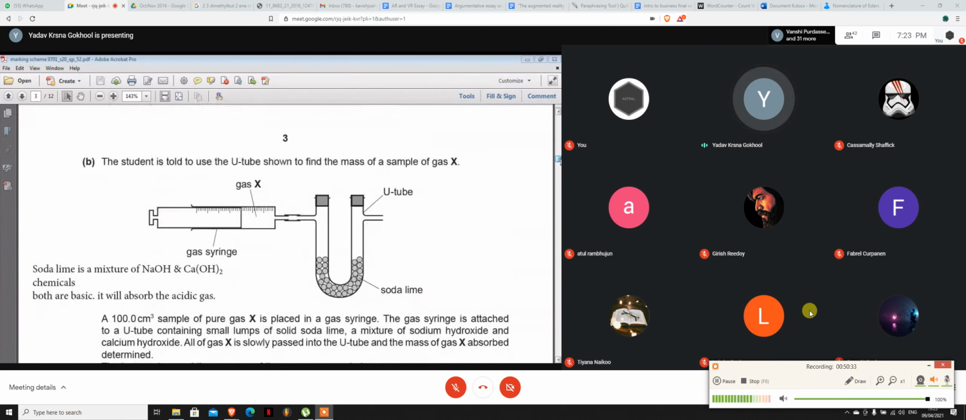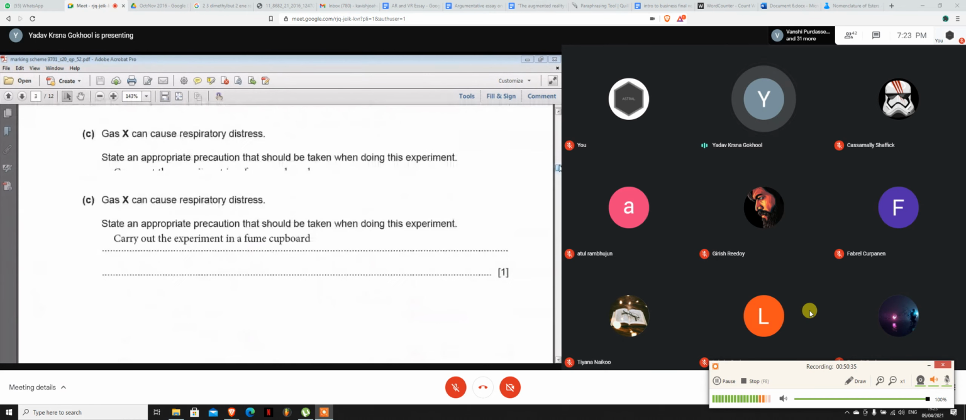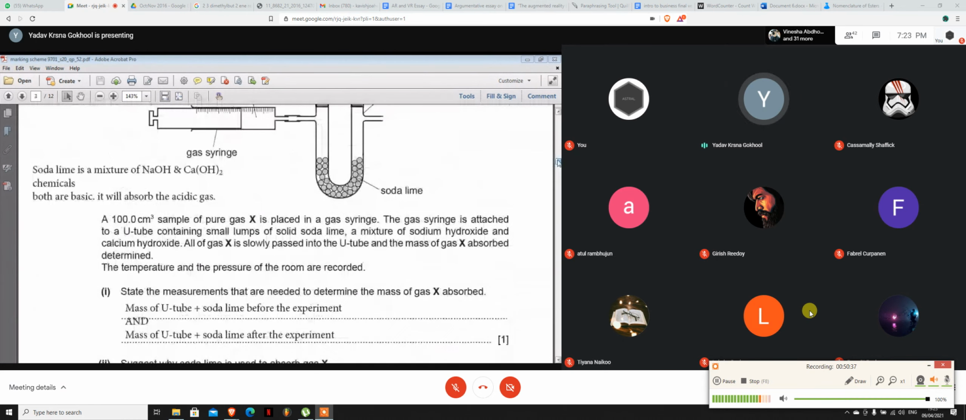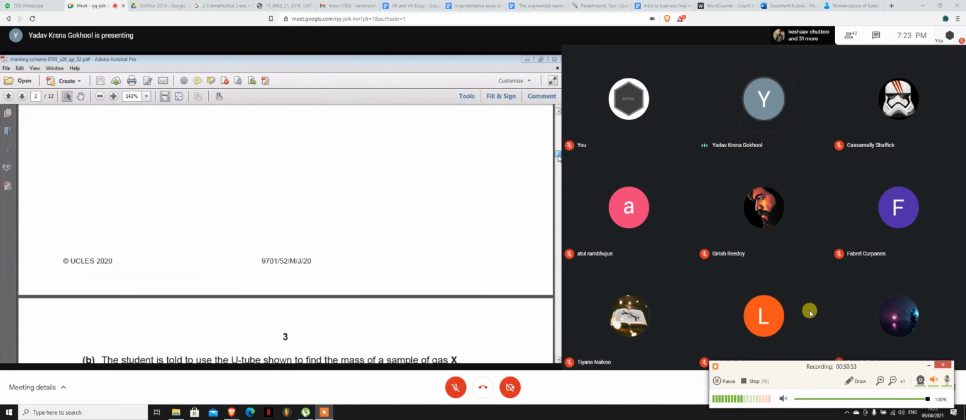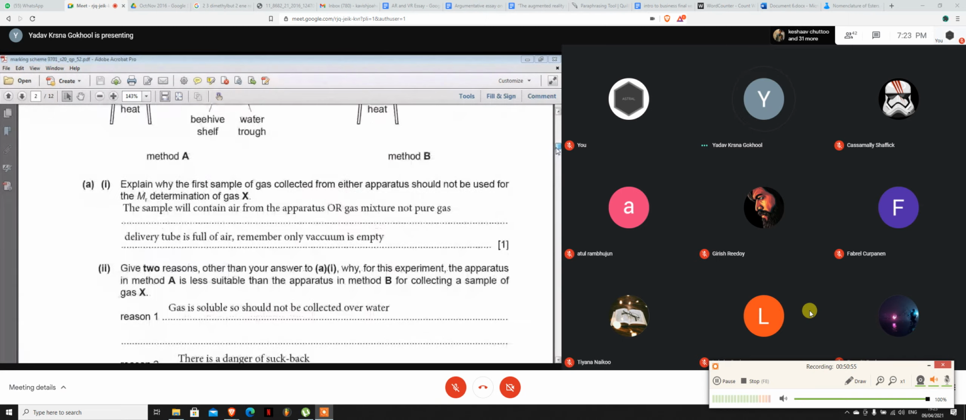Next, soda lime. They have already given us some data about the soda lime: sodium hydroxide and calcium hydroxide. These are chemicals which are basic, so they are going to absorb the acidic gas. Now, the acidic gas which has been collected over here, right?